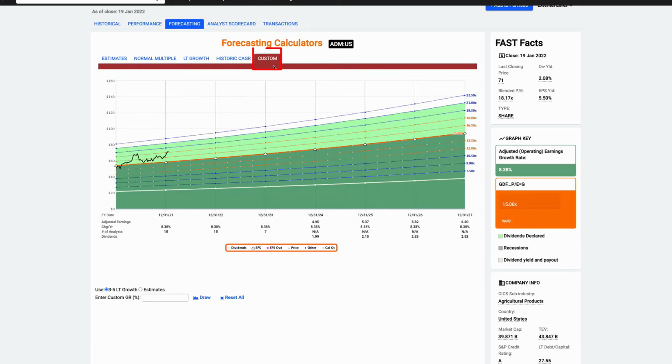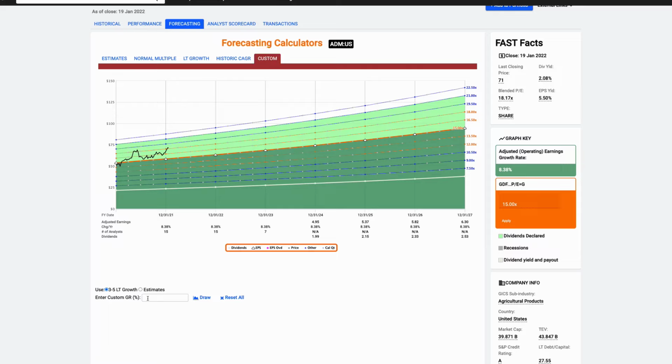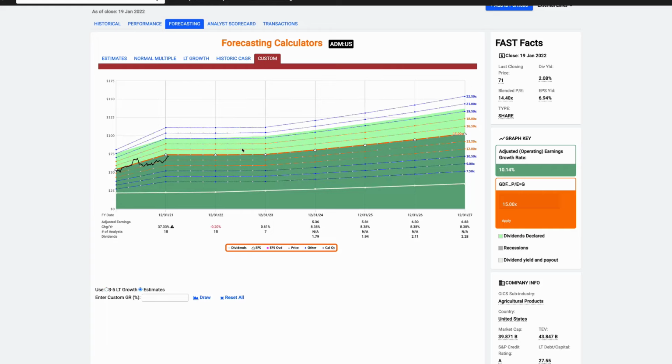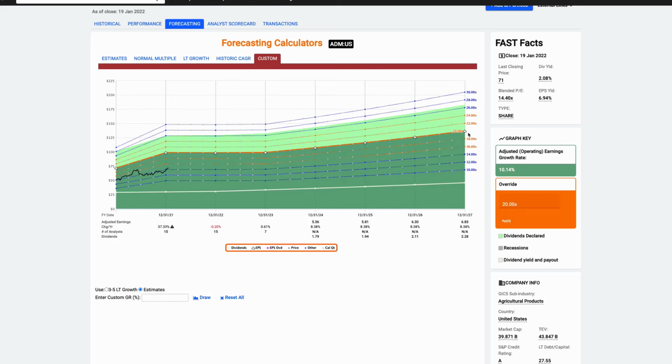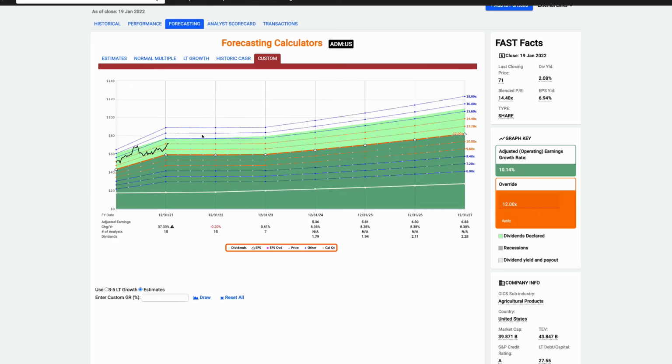And then finally, we've got the custom chart, which allows you to enter custom growth rates. You can switch between the long-term growth rate and adding the individual estimates with the long-term growth rate here. You can change some inputs over here and change the PE ratio to be whatever you want. If you wanted to see it at a 20 PE ratio or even see it at a 12, what your possible rates of return could be. So that's essentially how the forecasting calculators work and the small differences between them.